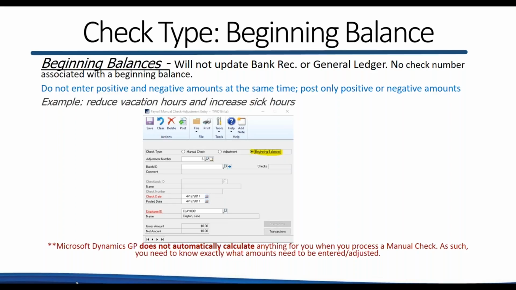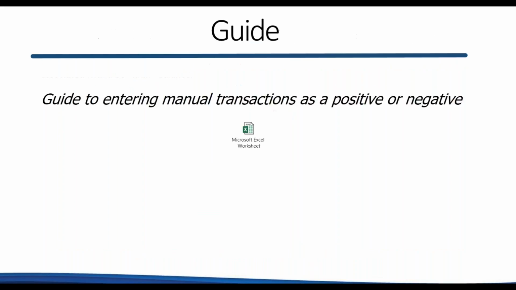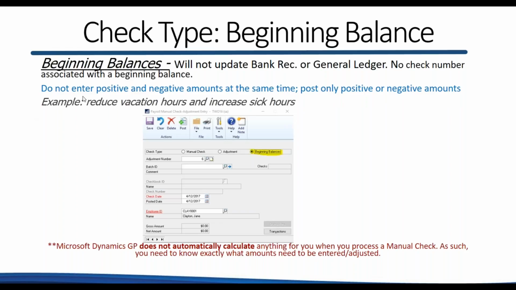So let's go to our next screen. Let's go to our next type. Our next type is a beginning balance. And again, beginning balances is what you would use to set up a payroll in GP. You could use this also for other adjustments that you might want to make just to the payroll bucket, because beginning balances will not update bank rec or general ledger. There is no check number associated with the beginning balance. The only thing a beginning balance will update is the payroll buckets, like your W-2 buckets.